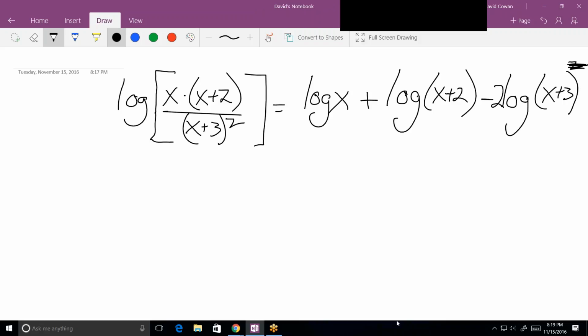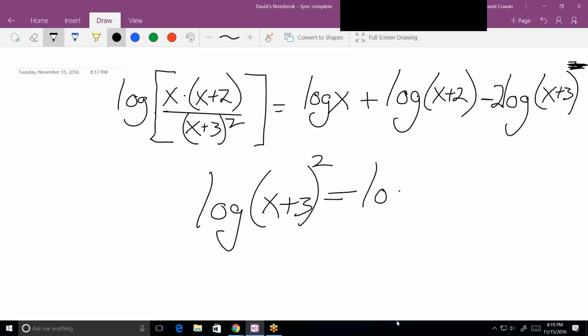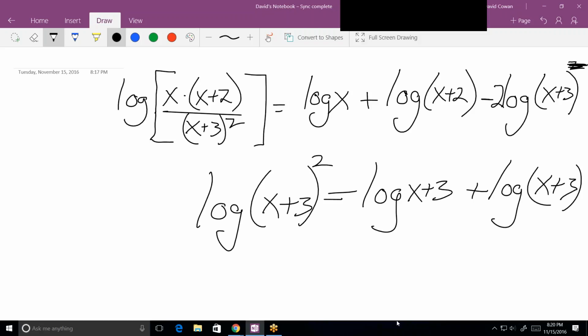And is writing minus log of (x plus 3) squared the same as writing minus log of (x plus 3) times 2? Yeah, it basically is, yes. In other words, I think this is what you're asking. Is this the same as that? Yeah, it is.